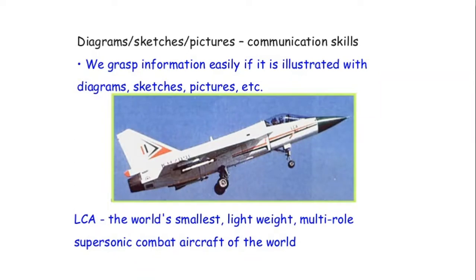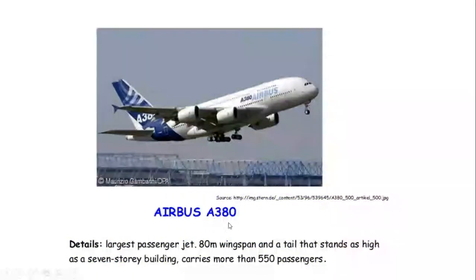Diagrams, sketches, pictures, communication skill. We grasp information easily if it is illustrated with diagrams, sketches, pictures, etc. LCA, the light combat aircraft, is the world's smallest lightweight multi-role supersonic compact aircraft. This is the smallest aircraft. And this is Airbus A380, the largest passenger jet.